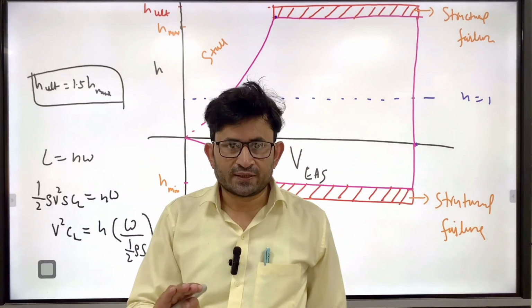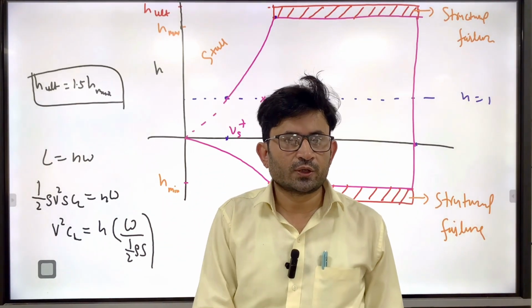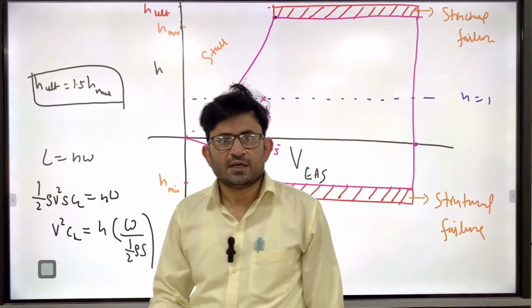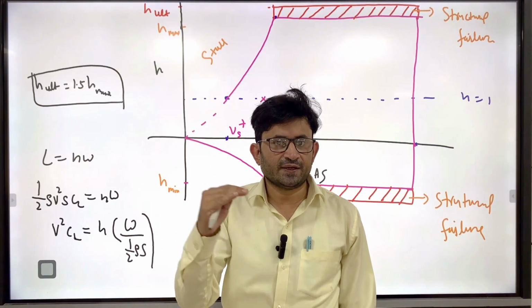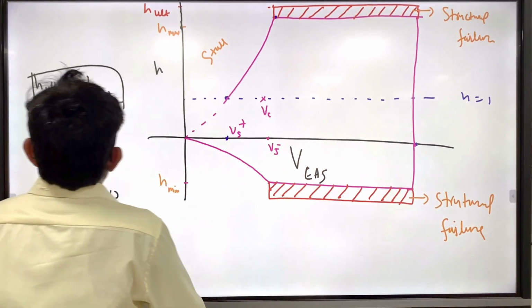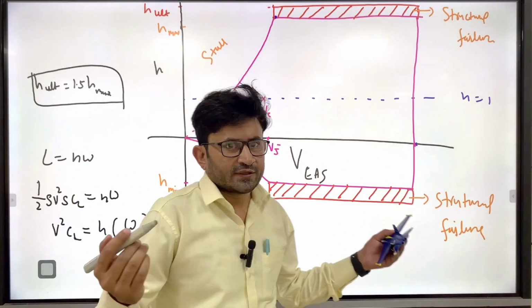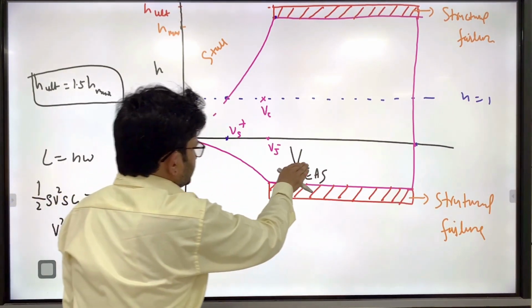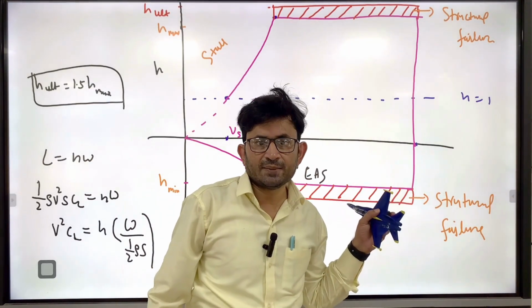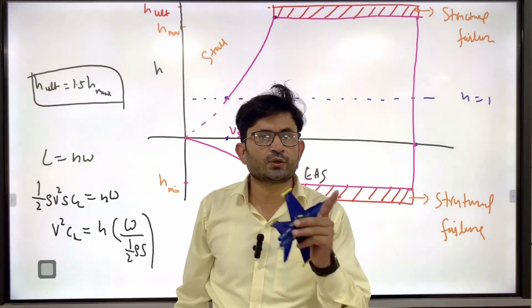N means load factor. I already explained what we mean by load factor. It is how much lift you are having compared to the weight. That means L by W you can define as the load factor. And we discussed the load factor for different flight cases. Now what we will do is plot the load factor versus speed, and here the speed I am taking is the equivalent air speed, not the true air speed.